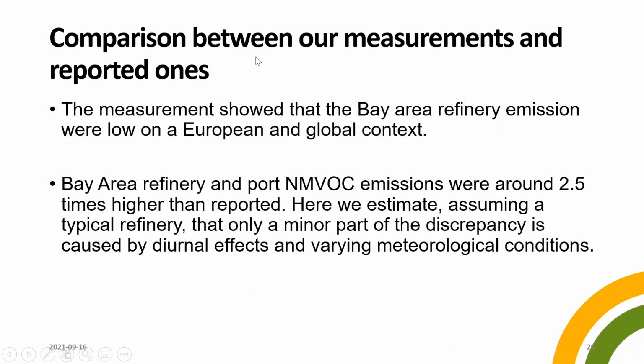So this is basically the conclusion from the study: the Bay Area refineries were low on a global and European context, on the lower range. However, there are still discrepancies, and the discrepancy was 2.5 on average. Only a smaller part of this is, in our experience, actually caused by the diurnal variation due to the solar light and to some of the other wind and meteorology.